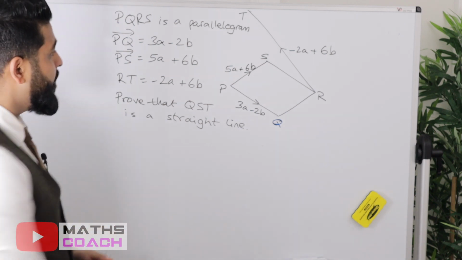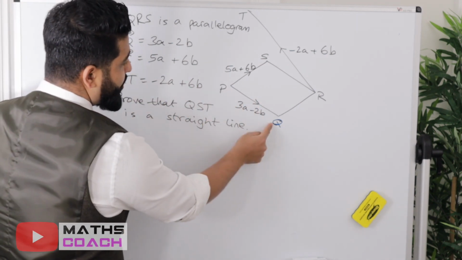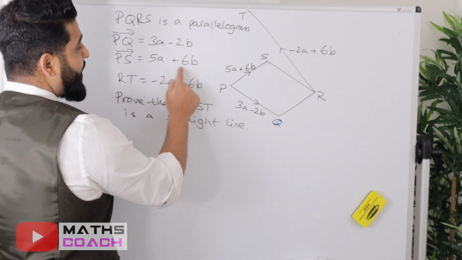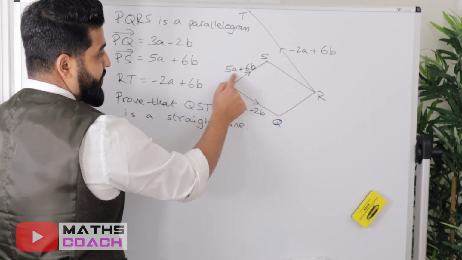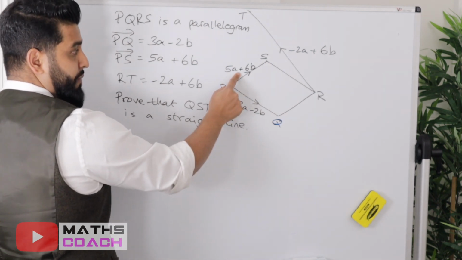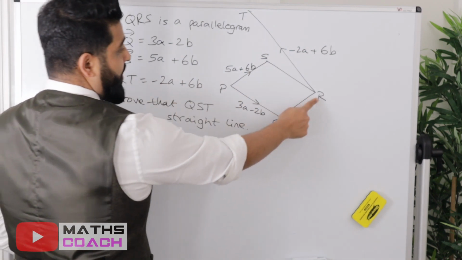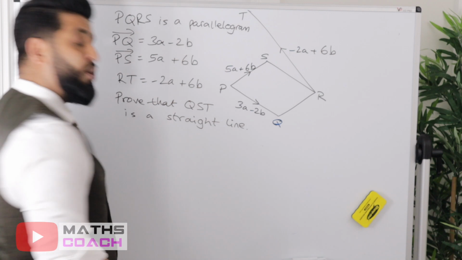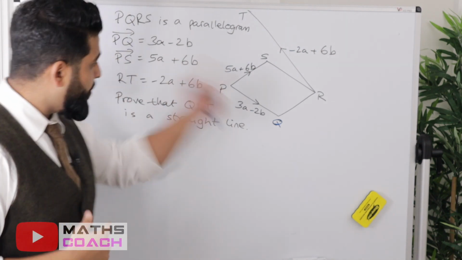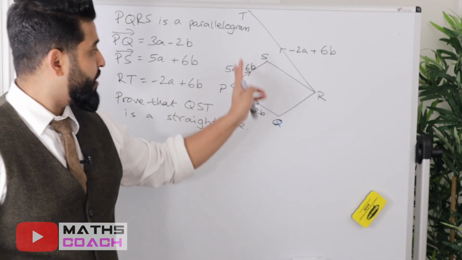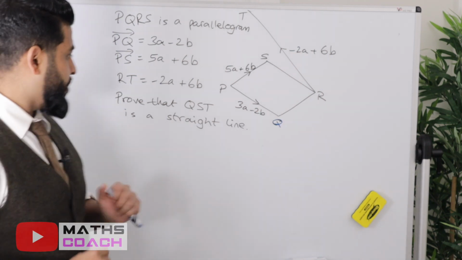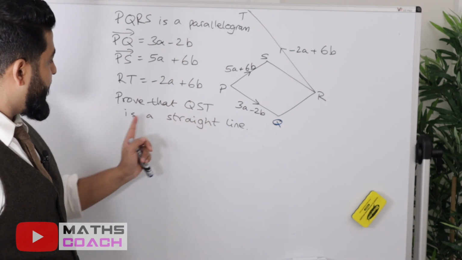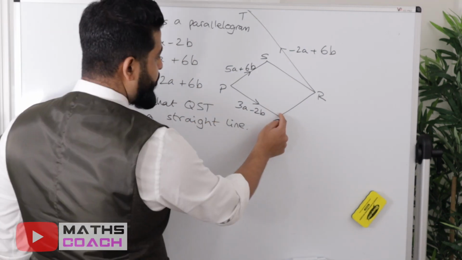It's a parallelogram. We are told that P to Q is 3A minus 2B. We are also told that P to S is 5A plus 6B. So that's P to S, that's 5A plus 6B. And we are told that R to T is minus 2A plus 6B. So these are the vectors. Okay, copy down this diagram, guys, and make sure that you write these values in. What's our question? Our question is asking us to prove that QST is a straight line.